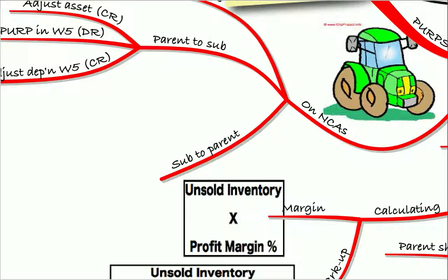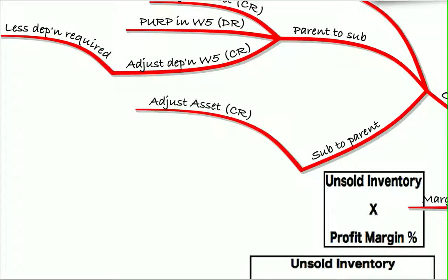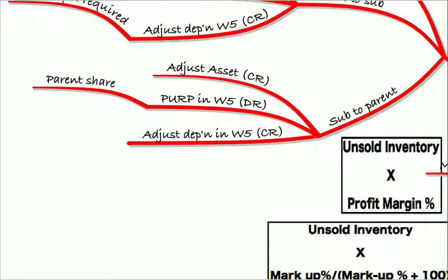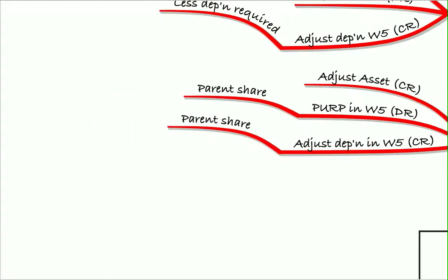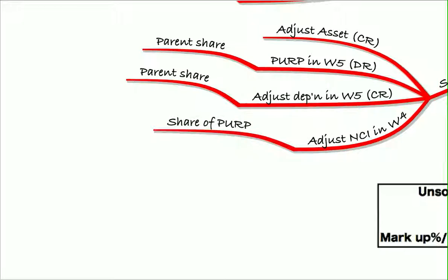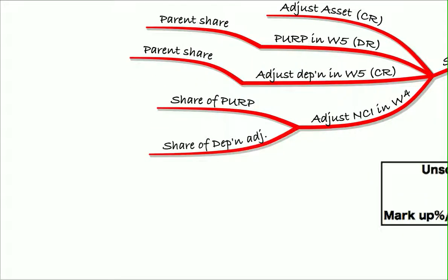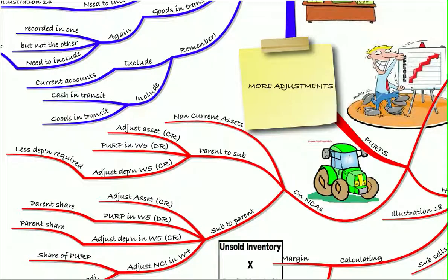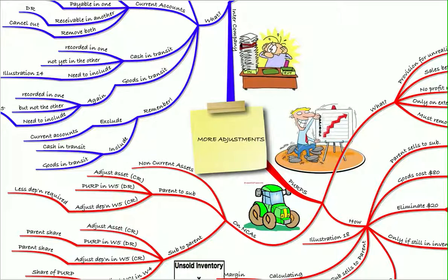Lastly, if the subsidiary was selling to the parent, sold a non-current asset and had a profit on it, well then we still adjust the asset, but we need to split up the PUP. So the working 5 would be debited with the parent's share, and then working 4 would be credited with the NCI share. So we'd adjust the depreciation in working 5 for the parent share and adjust the non-controlling interest in working 4 for the NCI share. Also, don't forget that the share of the depreciation adjustment would be split out between the two as well. So that was a recap of our lecture on more adjustments.